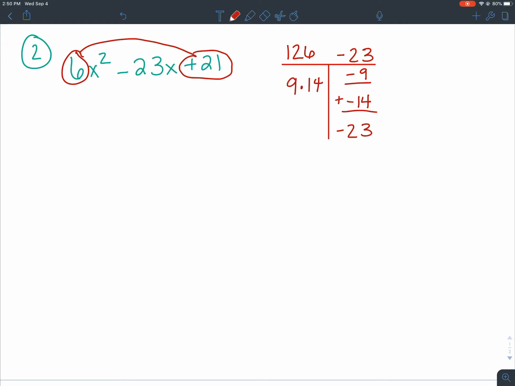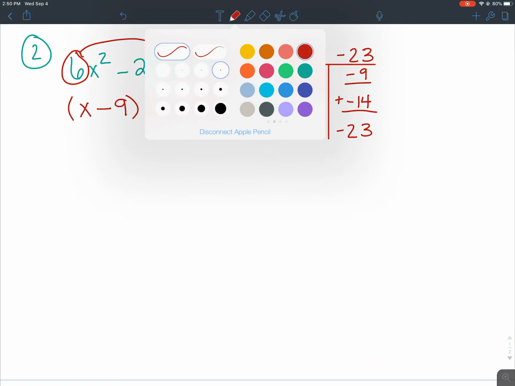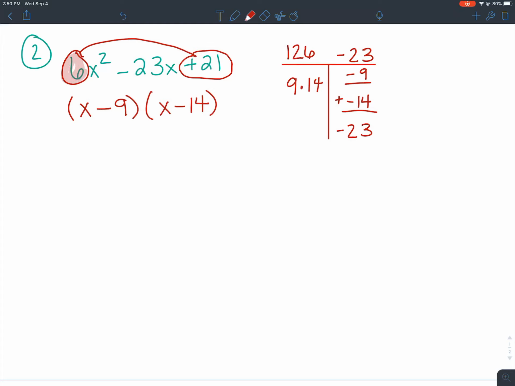And so now I'm going to set up my parentheses. So I have x minus 9 and x minus 14. And then we divide by that leading coefficient, which is 6. That's my a value. Always divide by the number in front. All right, now 6 does not go into 9 evenly. But it's called divide.